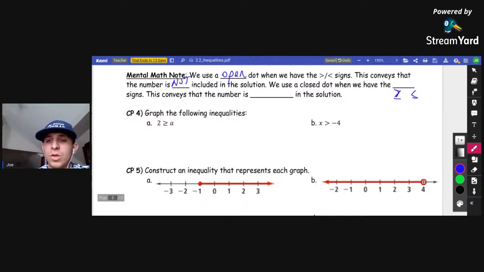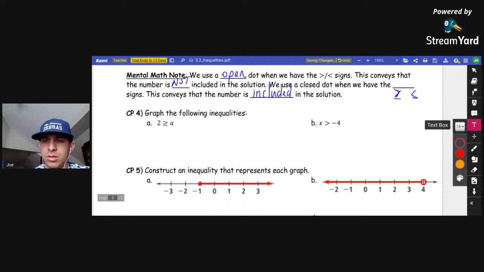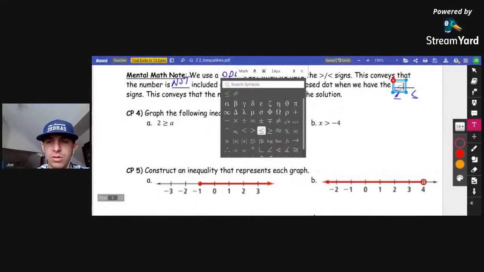So when we have the greater than or equal to or less than or equal to, this conveys that the number is included in the solution. Let me see if I can type in some math text for you. Let's go with symbols. There we are.